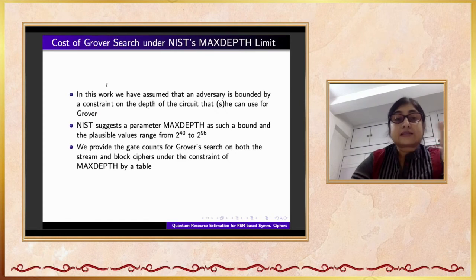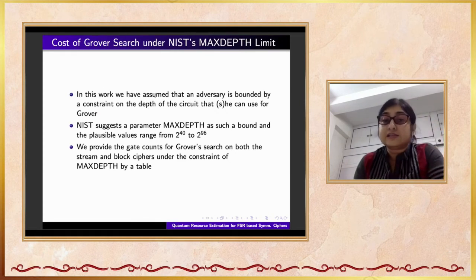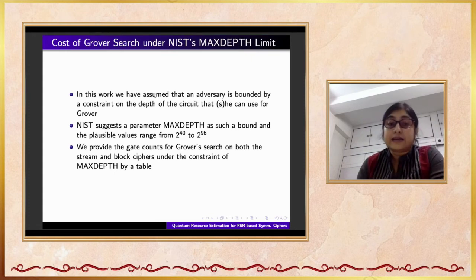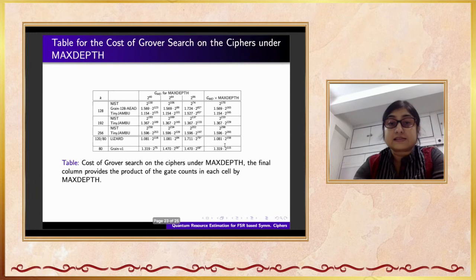Now the max depth. In this work, we have assumed that an adversary is bounded by a constraint on the depth of the circuit that he or she can use for Grover. NIST suggests a parameter max depth as such a bound, and possible values range from 2 to the power 40 to 2 to the power 96. We provide the gate counts for Grover search on both the stream and block ciphers under the constraint of max depth in a table, and this is the table.